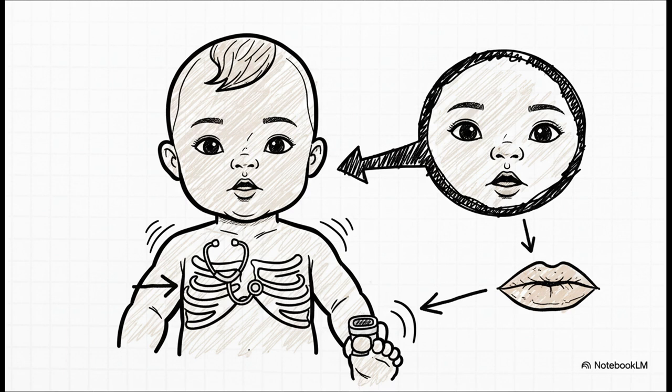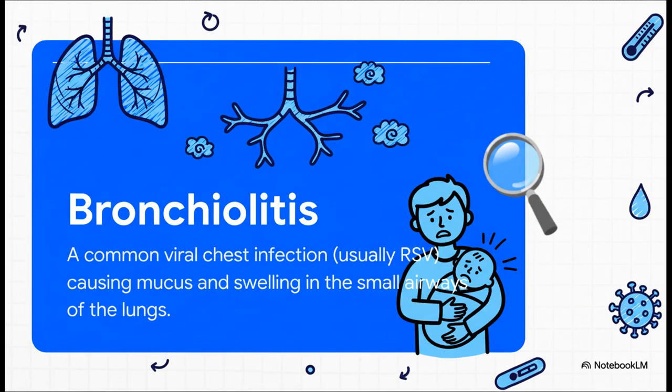And super important, check their hydration. Dry mouth, no tears, that's a big deal and helps you decide if they need to be admitted. Okay, so you've gathered all your evidence. The story and the physical signs are all pointing in one direction. Now's the moment you deliver your provisional diagnosis.